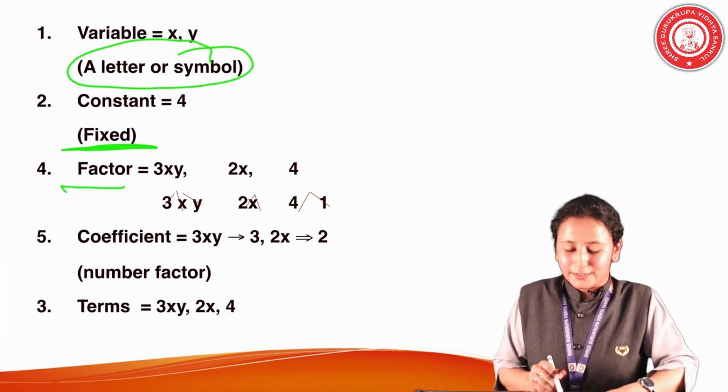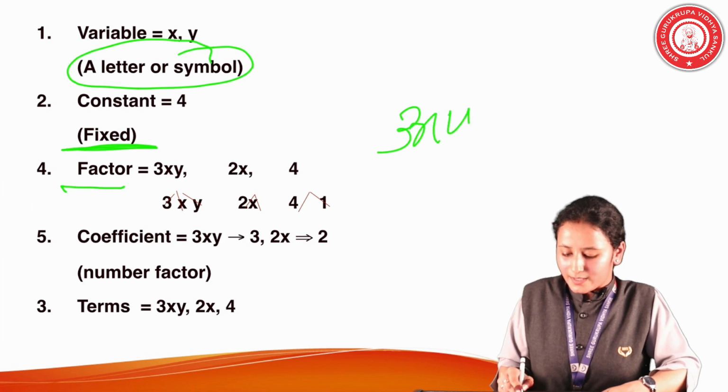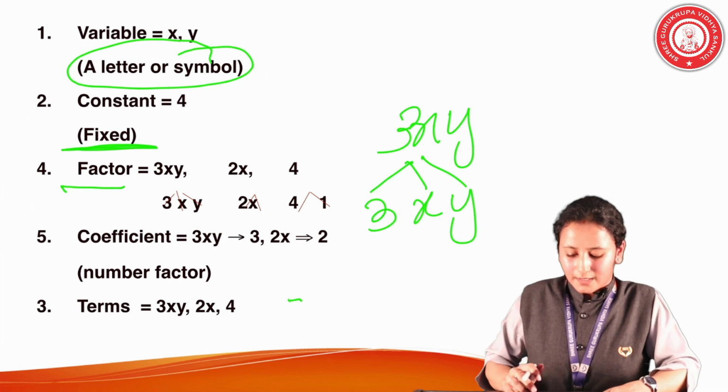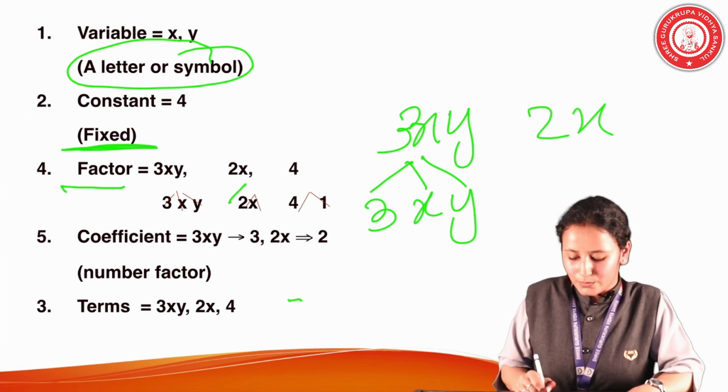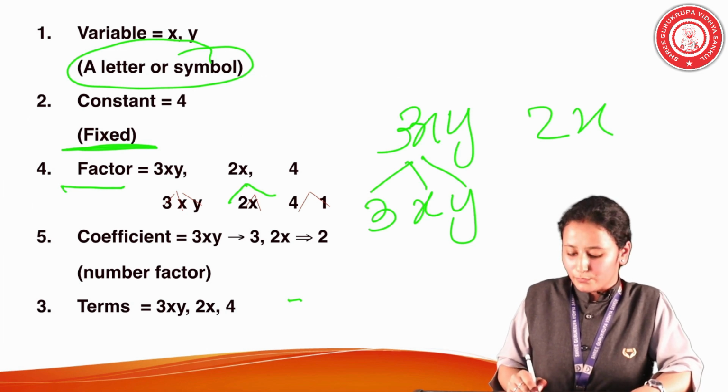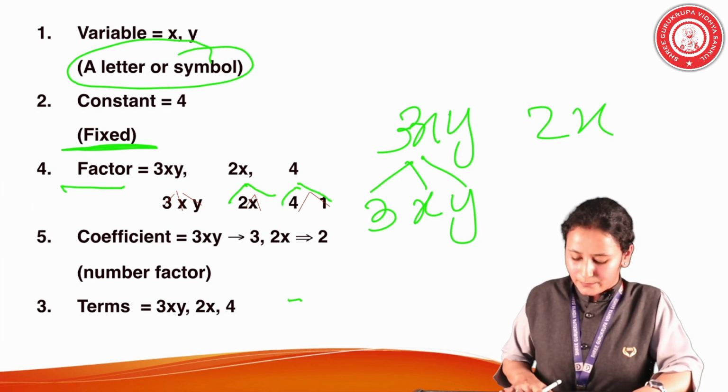Now come to the factor. What is the factor of 3xy? 3, x, y. And now come to the 2x. What is the factor of 2x? 2, x. What is the factor of 4y? 4 and y.